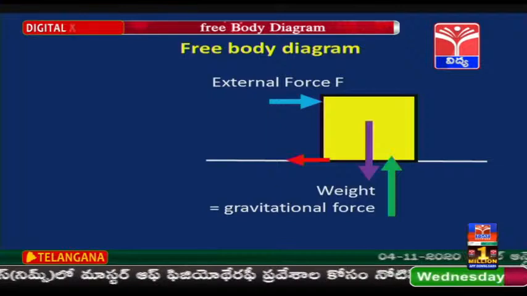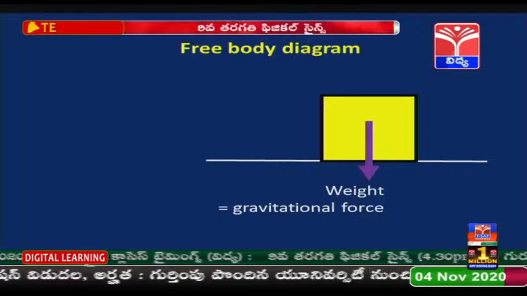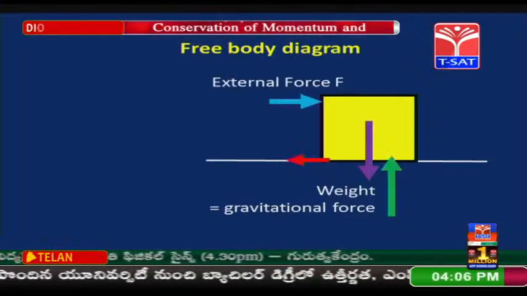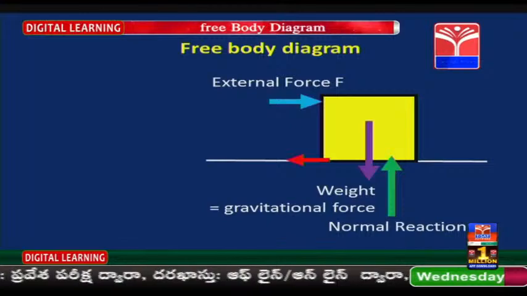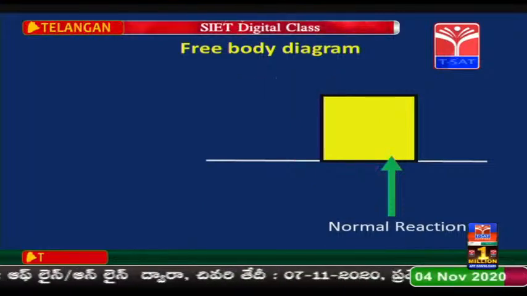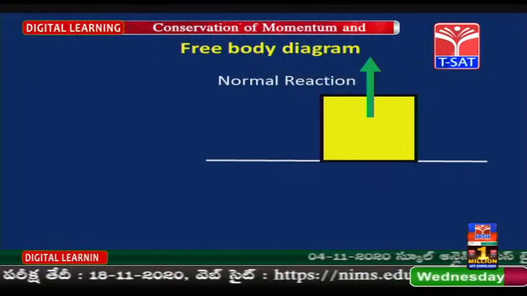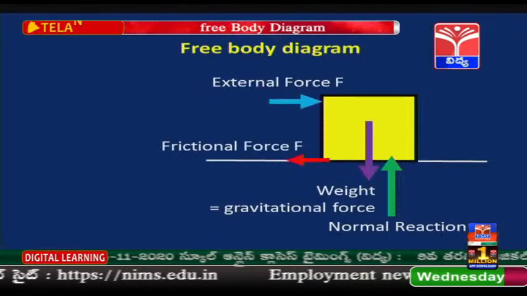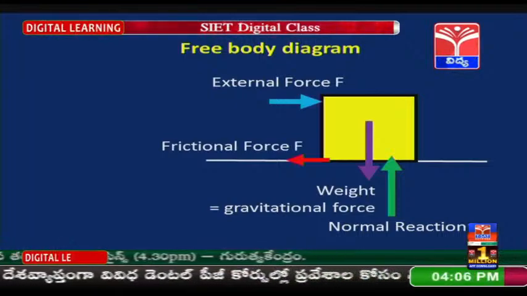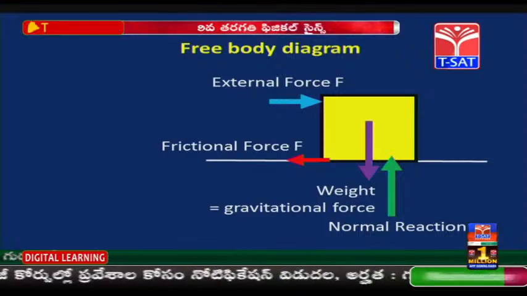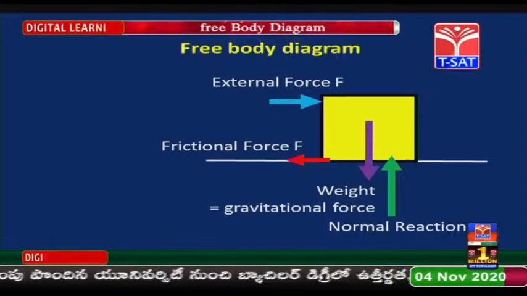Its weight is acting downwards, which is given by the purple arrow. This is the weight acting downwards, the weight is gravitational force. Then we have normal reaction acting on the object from the surface upwards. This normal reaction can be drawn anywhere on the object, but the direction should be upwards. Next, there is frictional force. Because we have applied external force, the object tends to move towards right, and then there is friction between the object and the surface, which acts exactly in the direction opposite to its motion.